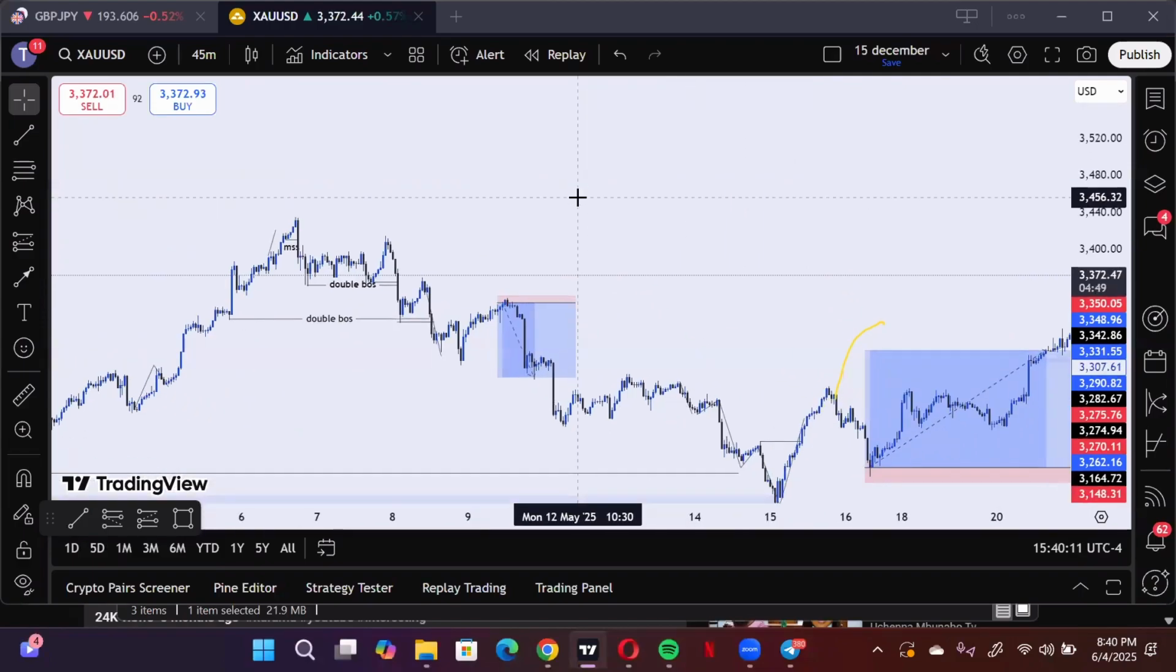So when it comes to trading continuations, I don't just trade every single break of structure I see. I pay attention to getting what you call a double break of structure. Hope you guys understand me now.